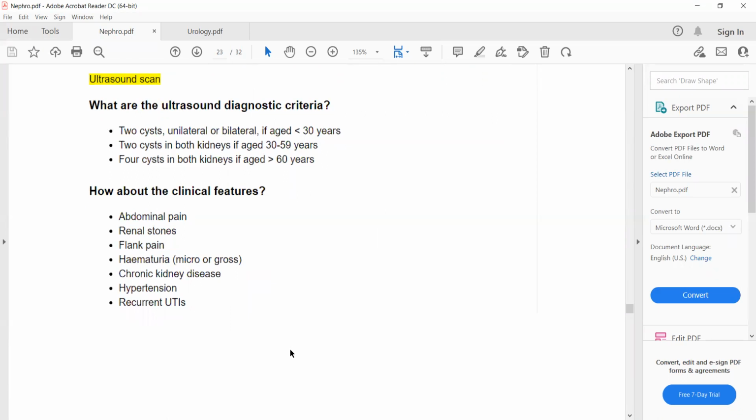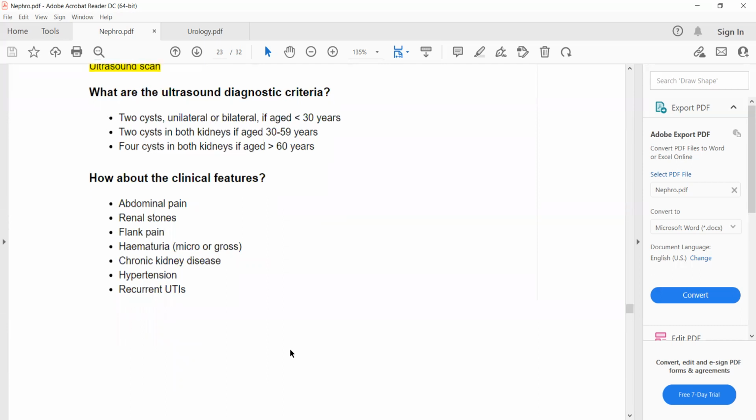The clinical features we have discussed already. The clinical features that you need to remember for PLAB 1 exam to make a diagnosis of polycystic kidney disease include loin or flank pain, hematuria, and hypertension. Other than that, polycystic kidney disease can cause abdominal pain. It can cause renal stones due to stasis of urine. It can cause recurrent UTIs.